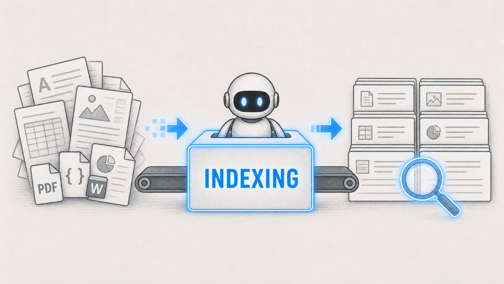Before a RAG system can answer questions, it usually prepares the documents. This preparation is called indexing. The system takes raw files and turns them into a searchable form that can be quickly matched to future questions.